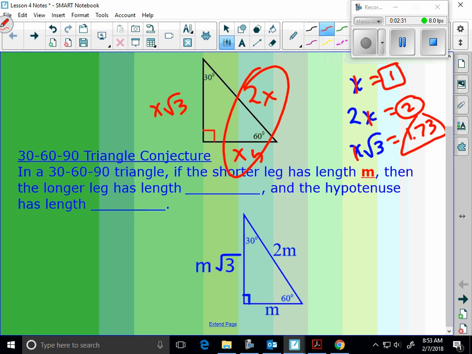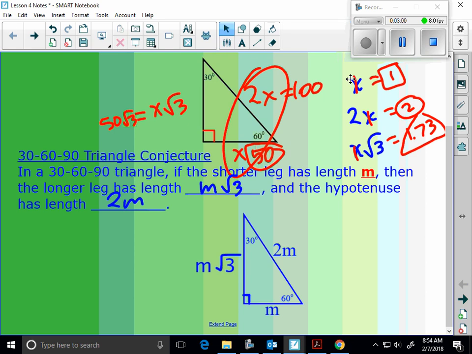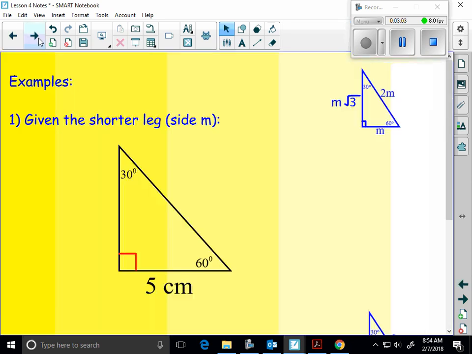So if I had a 5 here, what would this equal? 10. If I had a 50 here, what would that equal? 100. If I had a 50 here, what would this equal? 50 square root of 3. So let's write down our conjecture here. In a 30, 60, 90, if the shorter leg has a length of m, then the longer leg, the two that form the 90, would be m root 3, and the hypotenuse would be twice whatever m is. Okay, let's look at an example on the next slide.